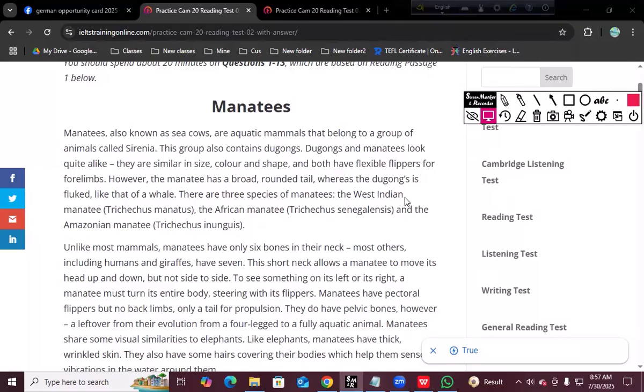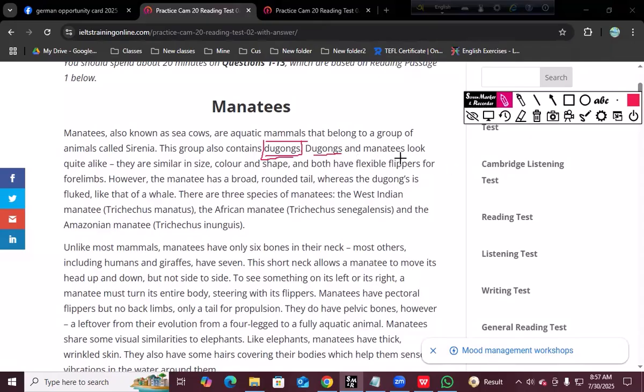Manatees, also known as sea cows, are aquatic mammals that belong to a group of animals called Sirenia. This group also contains dugongs. Dugongs, yes. We have found the keywords, right? In the questions, we had dugongs. So manatees is similar to dugongs, but it has different shaped something. Okay, keep reading.